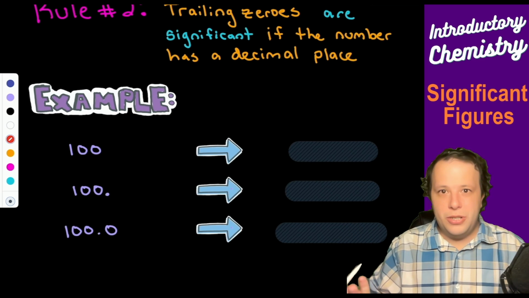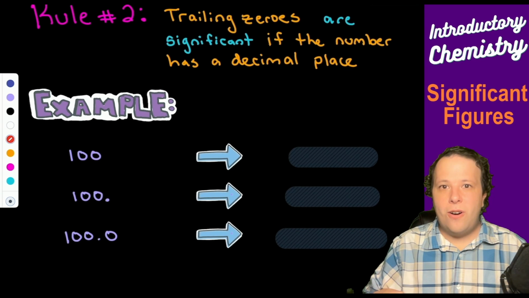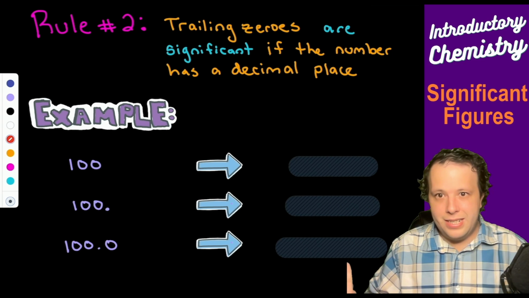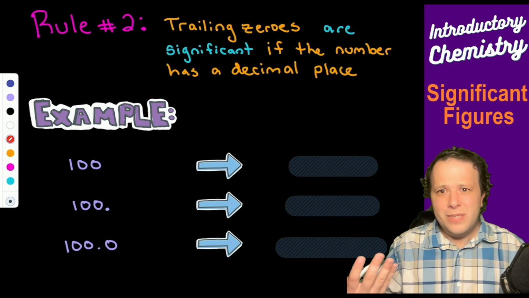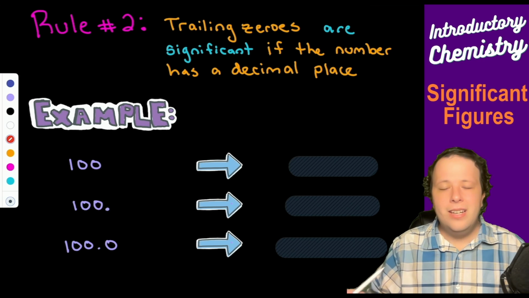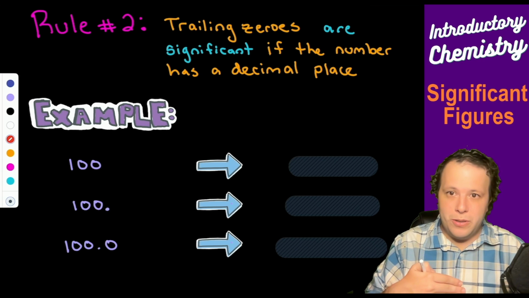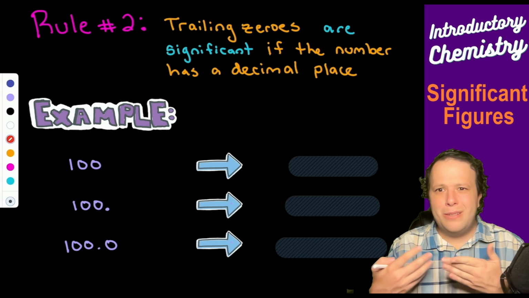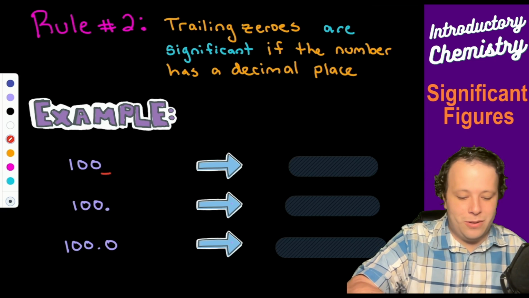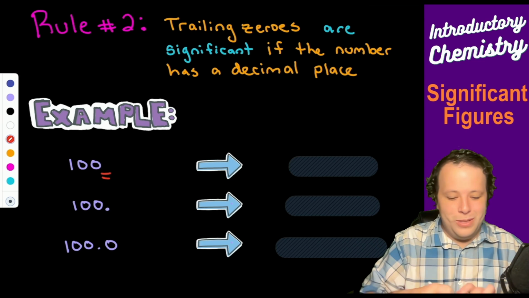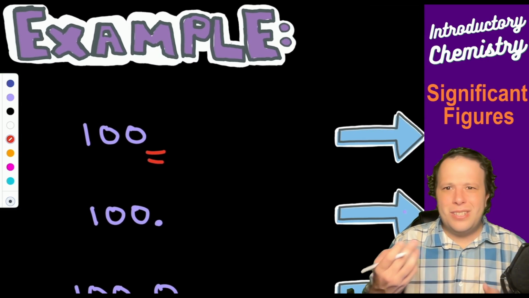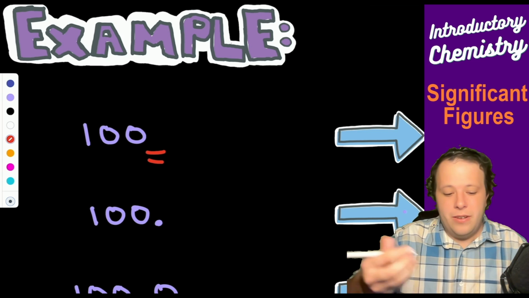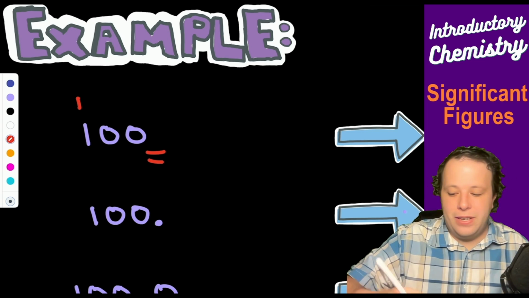So rule number 2, trailing zeros are significant if the number has a decimal place. So when you put a decimal there, all of a sudden it gains significance. But keep in mind, we still have the rules from earlier. All zeros have to be sandwiched too. So if you don't have a decimal, like in this case, there's no decimal place there. So are those zeros significant? And the answer is no, they're not. We only have one significant value here.